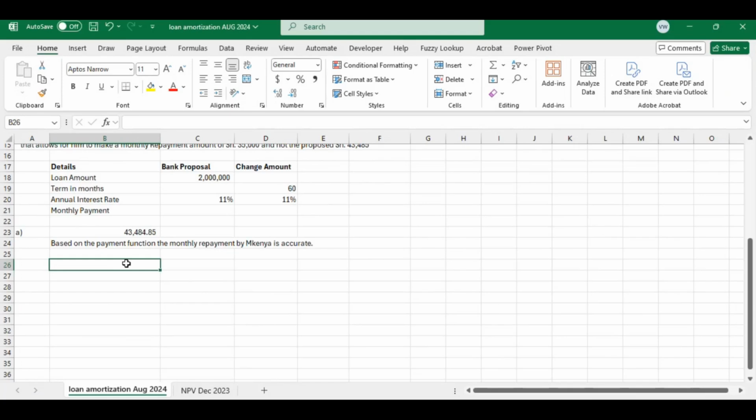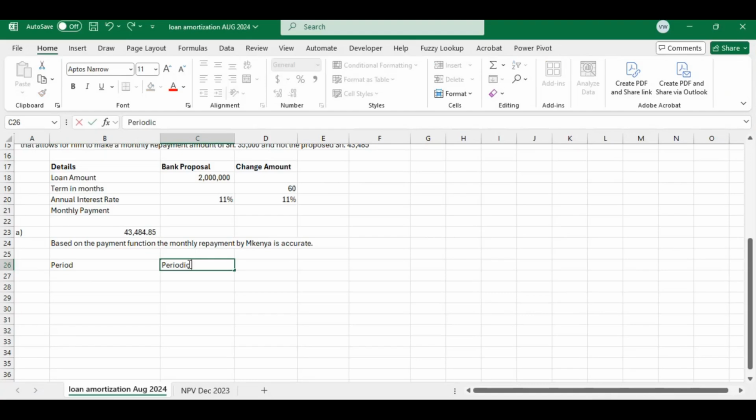So for us to prepare the loan amortization structure, we introduce a column for period. Then we can also have the column for periodic installment. Then we also have a column for the interest. Then we can have the principal amount. Then finally, we can have the loan balance.